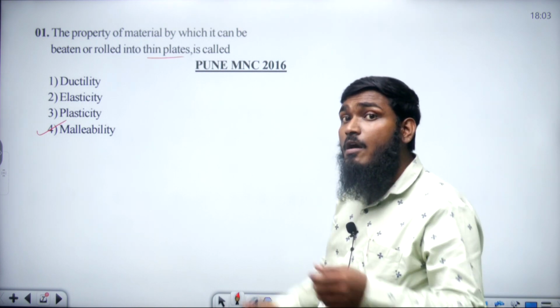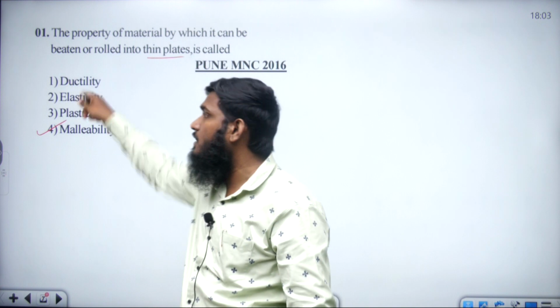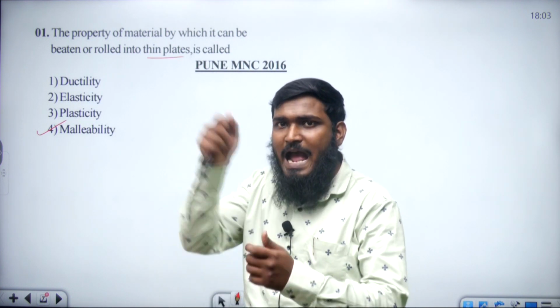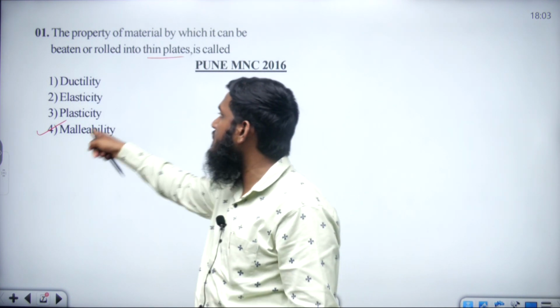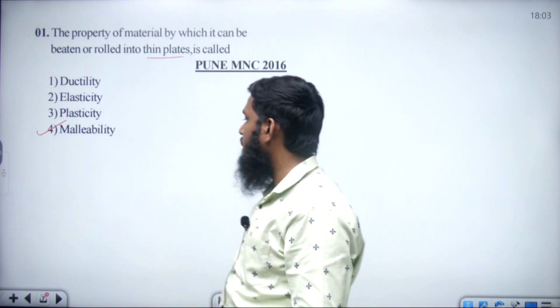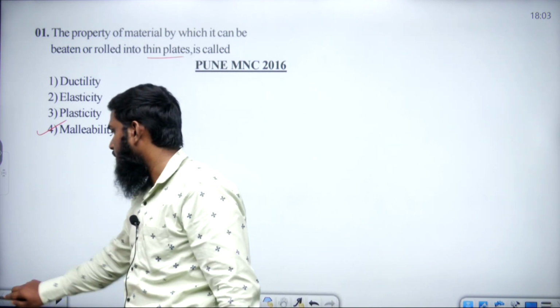Okay, rolled into thin sheets. Wire drawing operation means what? Ductility. Whenever we are hammering and rolling into thin sheets, it means malleability. So option 4 will be correct. Okay. Now next question.